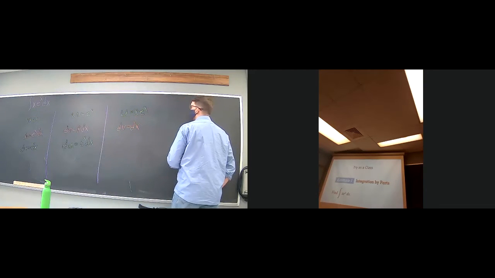Coming back to that first example, if u is x, then du is just going to be dx. If u is e to the x, then du is e to the x dx. And if u is x times e to the x, then du is going to be x e to the x plus e to the x dx.